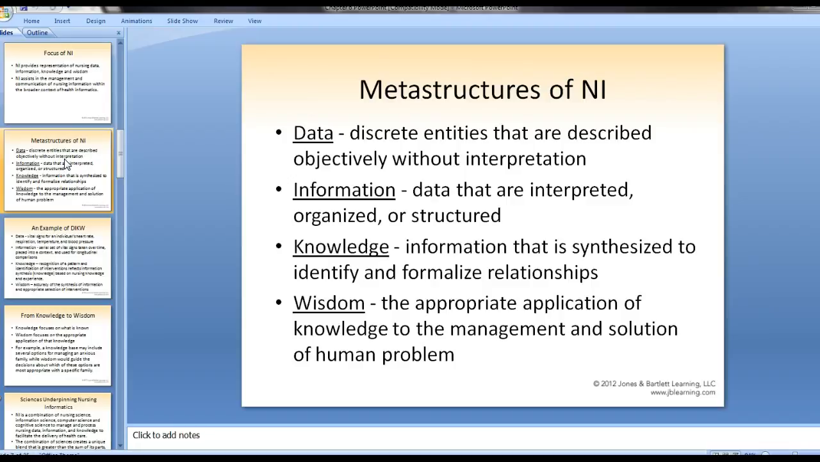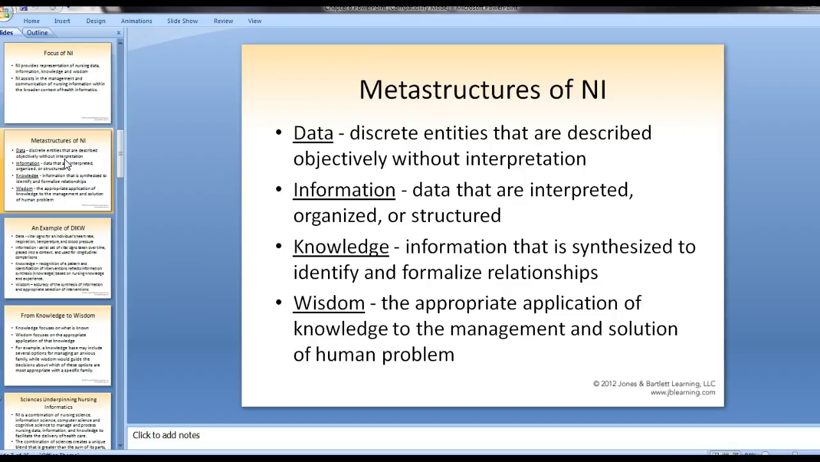So what are the metastructures of nursing informatics? Well, let's talk about data. Data are discrete entities that are described objectively without interpretation. We talked about this before. It's raw information: vital signs, a picture of a wound, audio of lung sounds, descriptive words like crackles, murmur, tangential, right? They're just raw information that without other context you can't interpret.